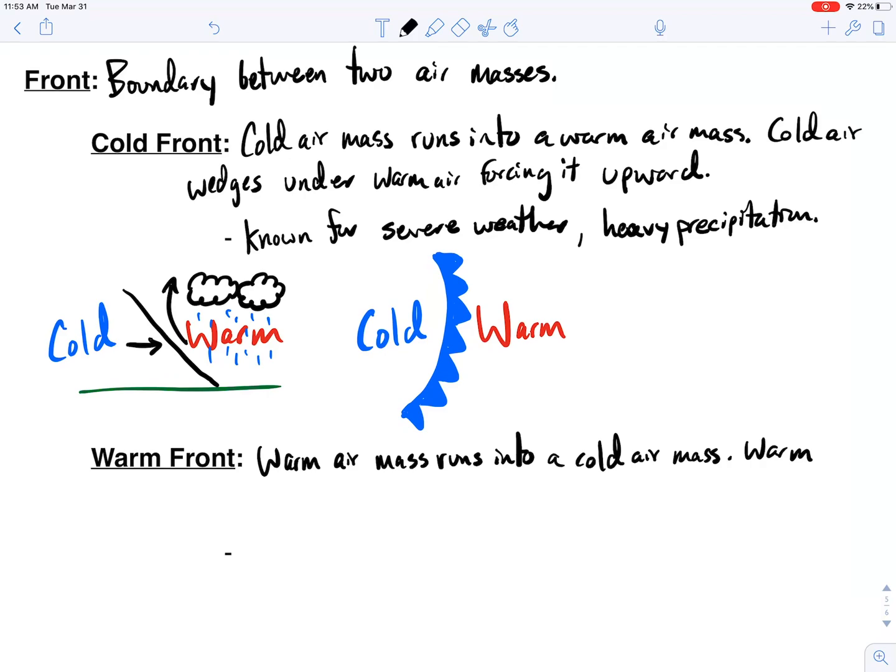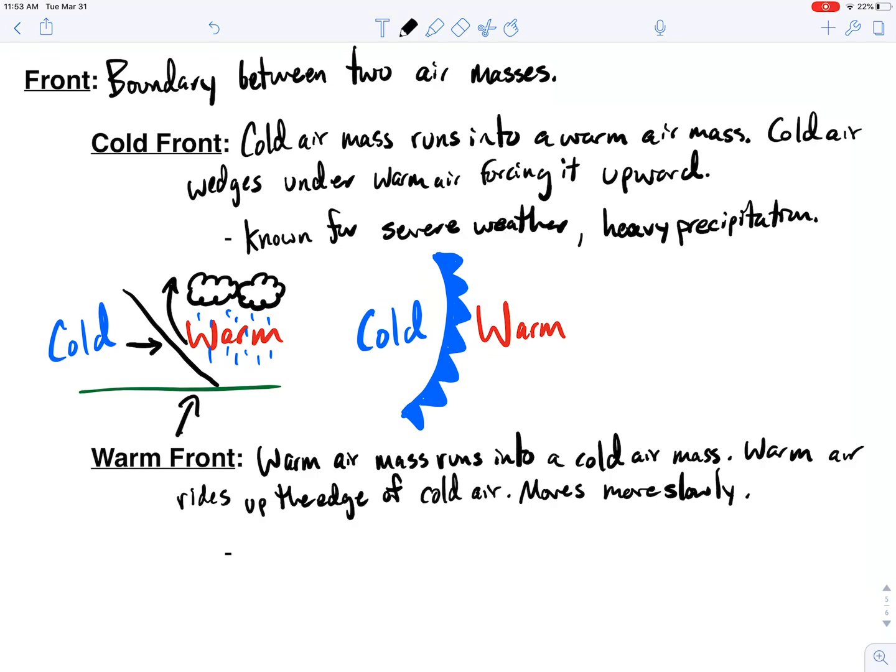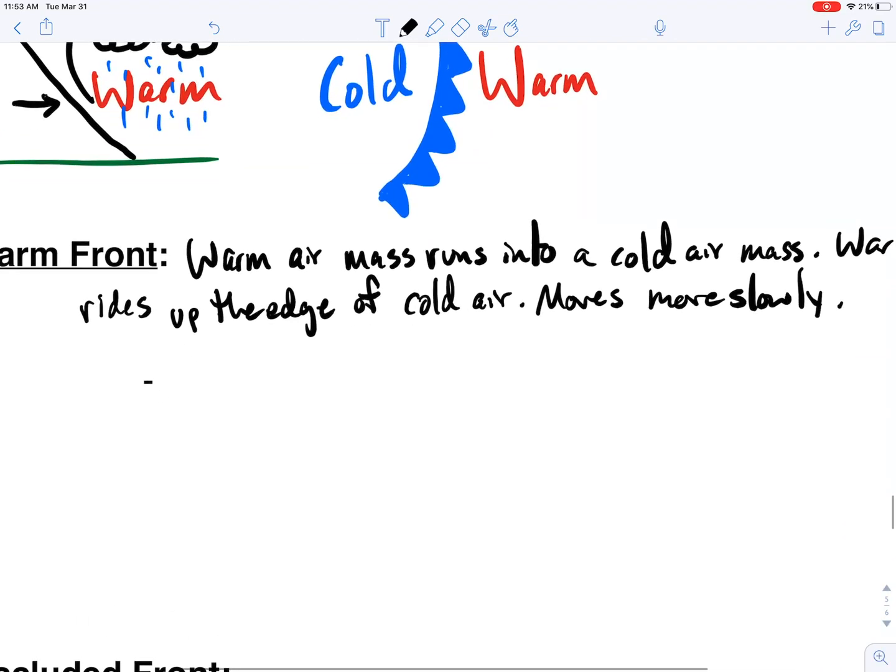Now, warm air is less dense than cold air, so it doesn't hang as low to the ground. It wants to rise, and in fact, warm air has a tougher time moving cold air out of the way because of this. So we'll say warm air rides up the edge of cold air, and it moves more slowly usually. Cold fronts can move really quickly because of that kind of wedge shape that they form, which can wedge its way under the warm air and move a lot quicker. I'll draw that warm air front here in a minute.